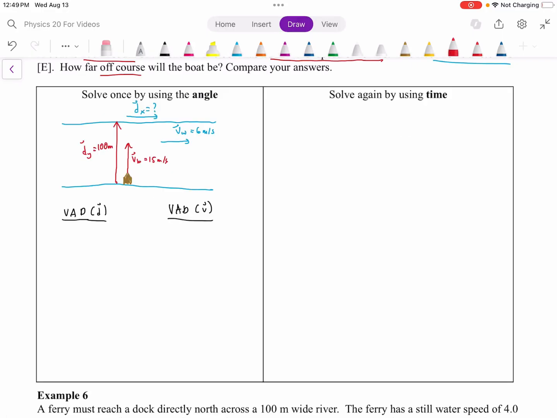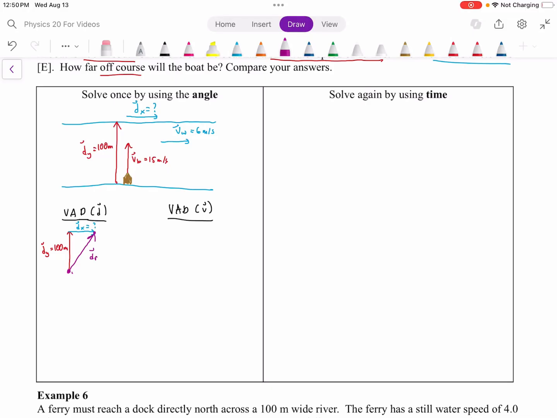So for displacement, what happened? Well, it did go 100 meters. It got to shore, right? But while it was doing that, it also displaced itself to the east because of the river's velocity there. So it did go 100 meters north, but at the same time it moved east, so that overall what it really did, it started here, it ended up here. Its actual displacement looks like that, okay?